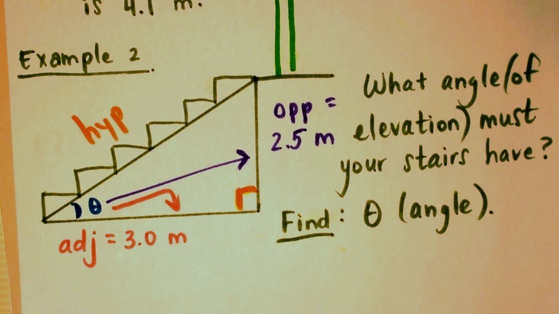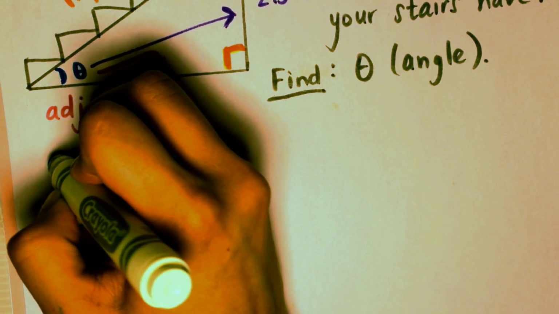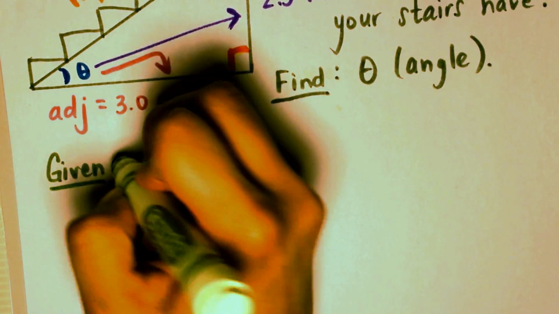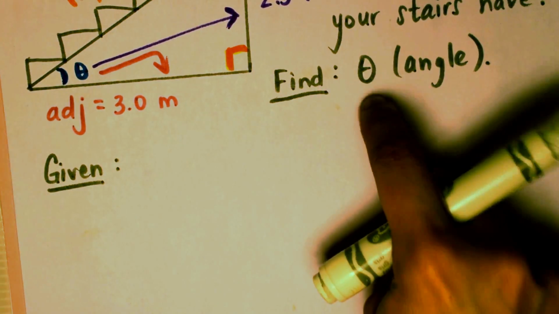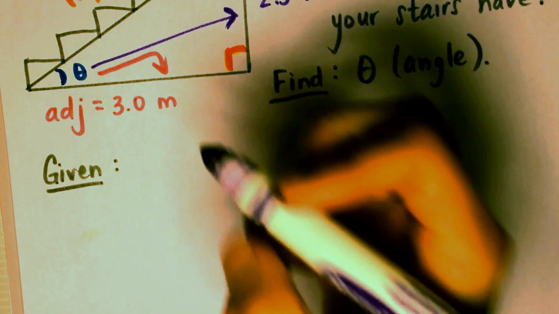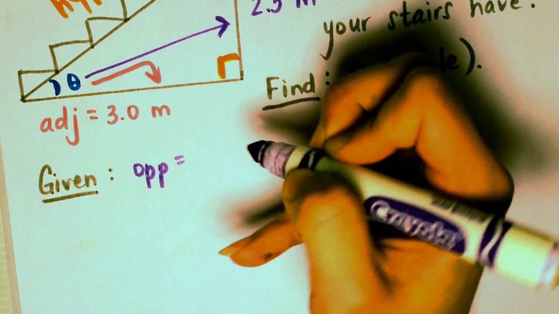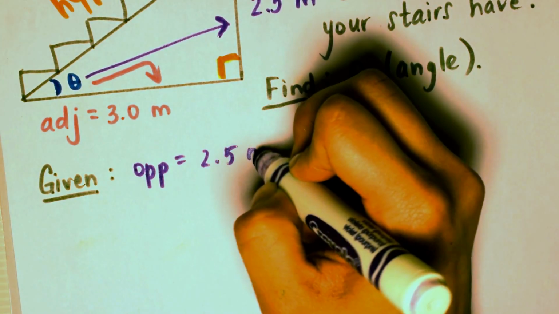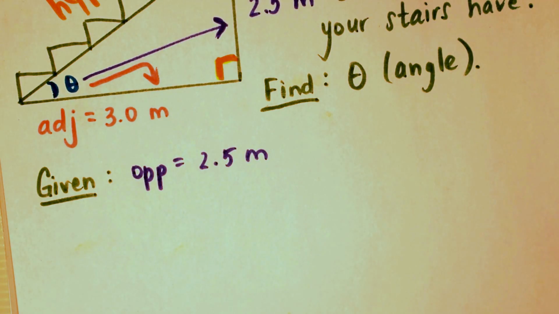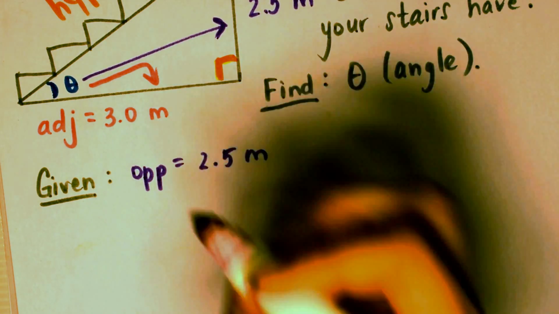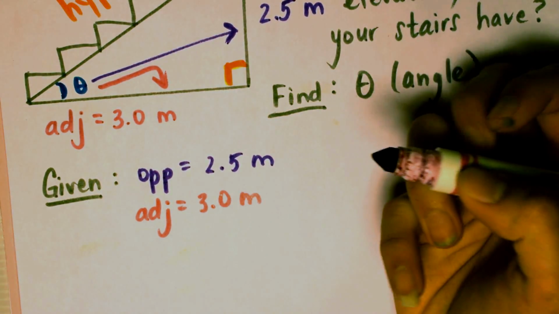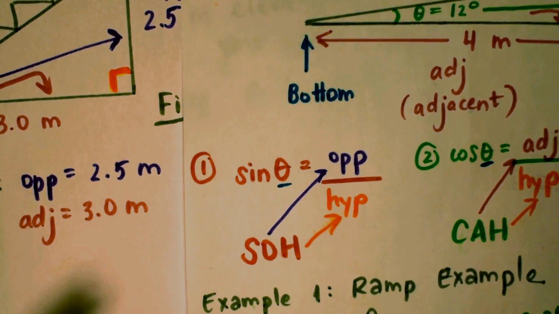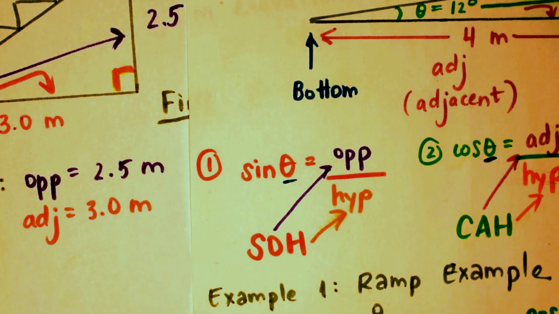Let's write down our givens. What are we given? Do we know our theta? Do we know our angle? We don't. That's what we have to find. Do we know our opposite? We do. Do we know our adjacent? We also know that as well. Okay, now taking a look at our 3 tools here, we need to find something.